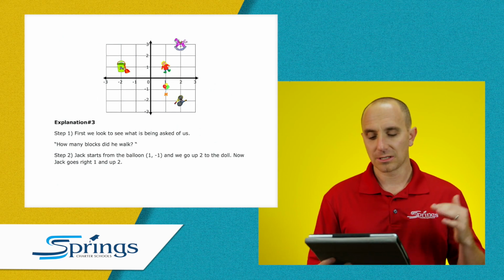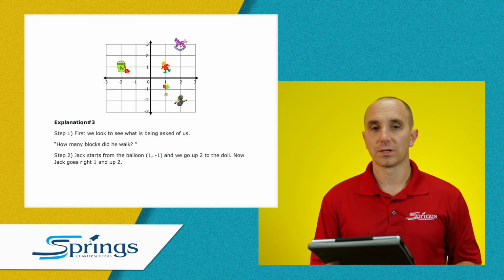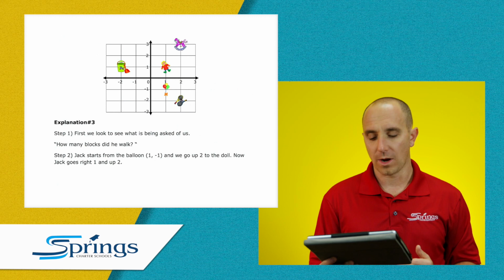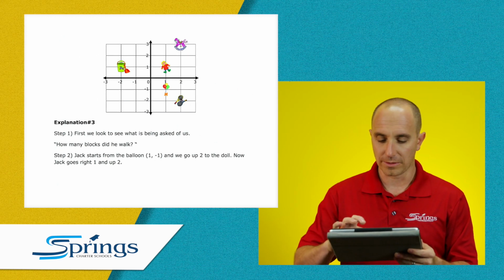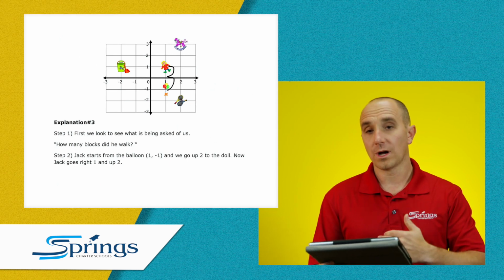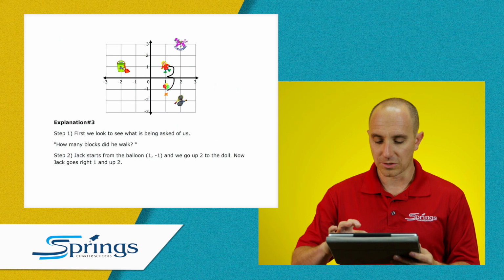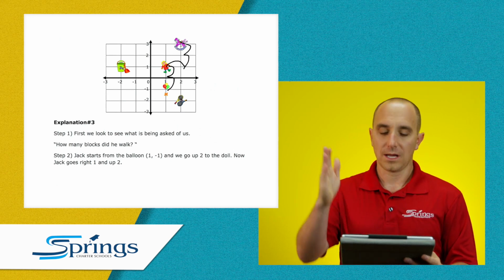Jack starts at the balloon, which happens to be on the point 1, -1, so it's 1 on the x, -1 on the y. Then he goes up 2 to the doll, so let's go with it here. We're here, we go 1, 2, so we're now at the doll. Now we go right 1 and up 2 to get to the toy horse. We have to go over 1, that's 1, 2, 3. So we went over 1 and up 2.